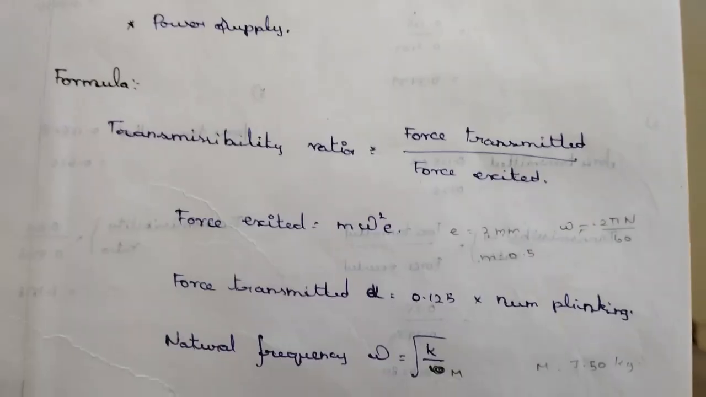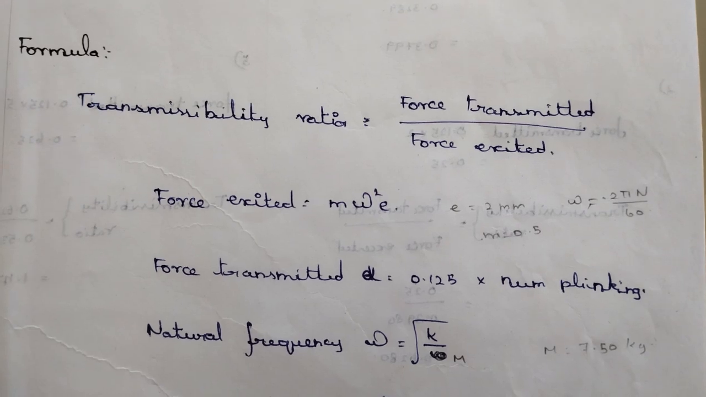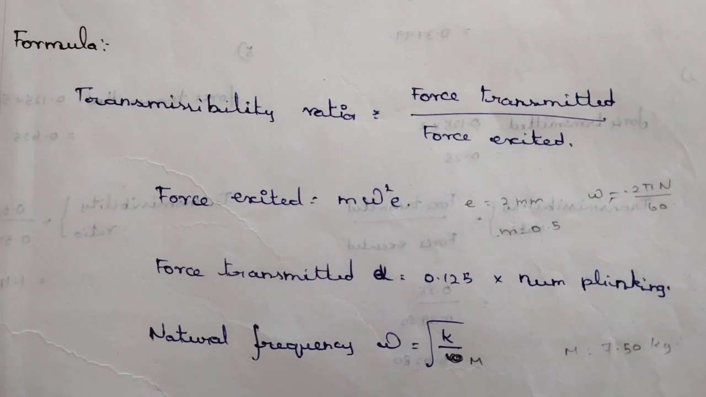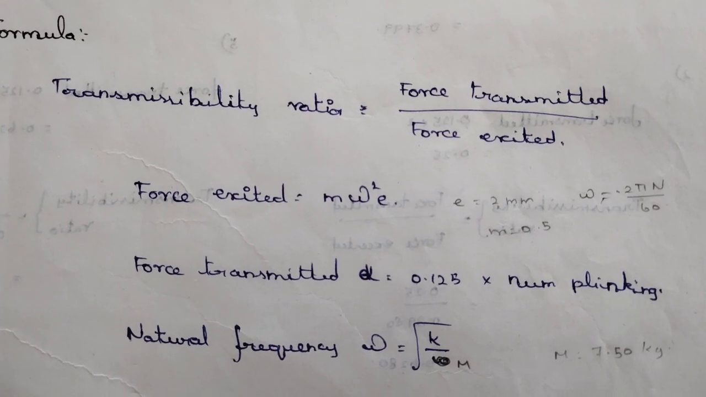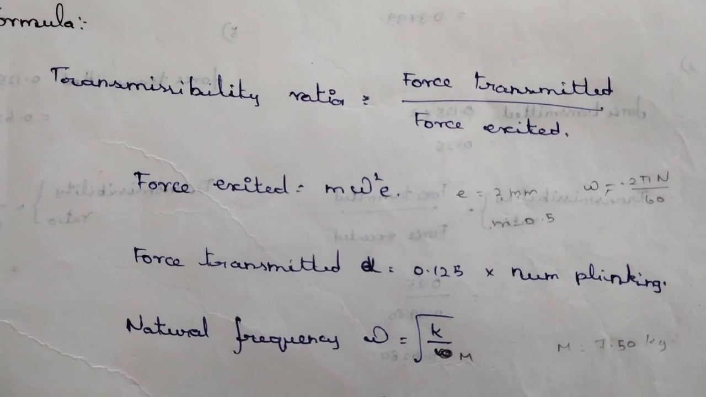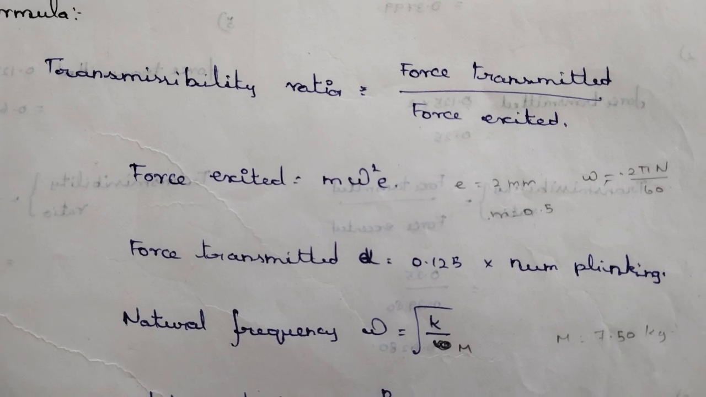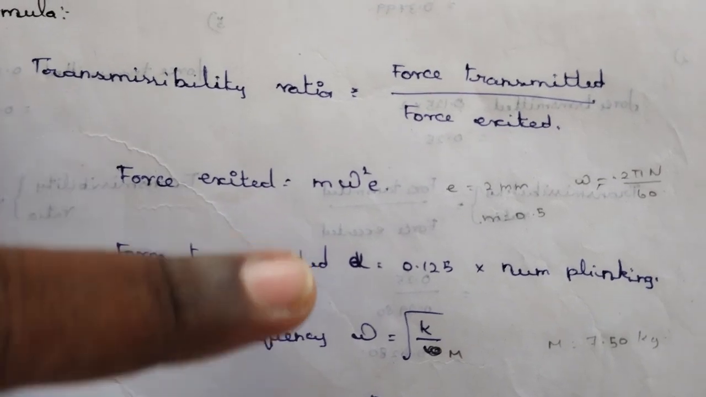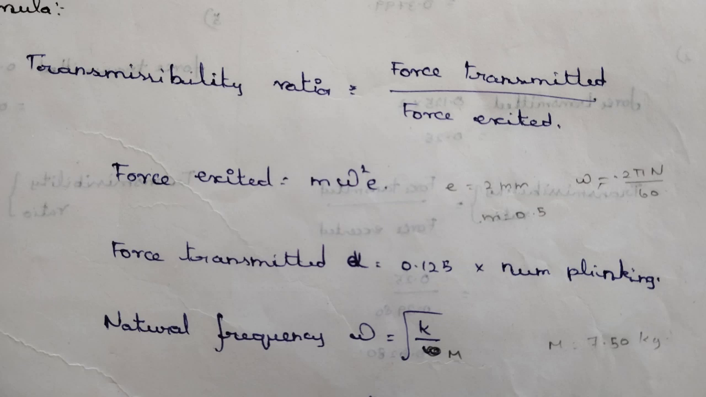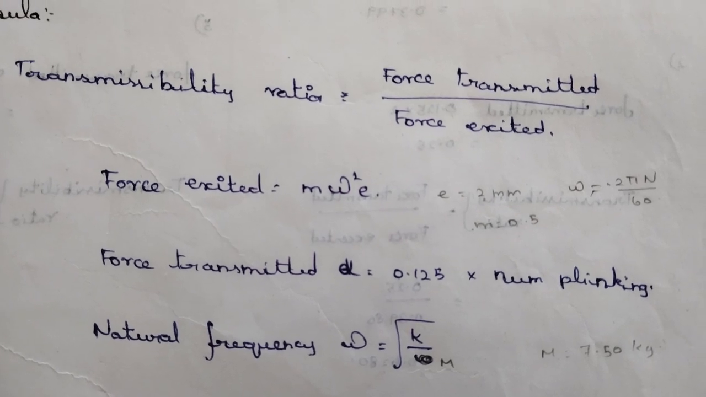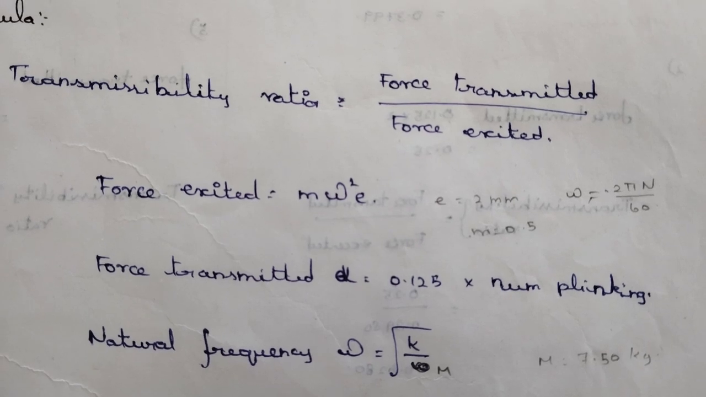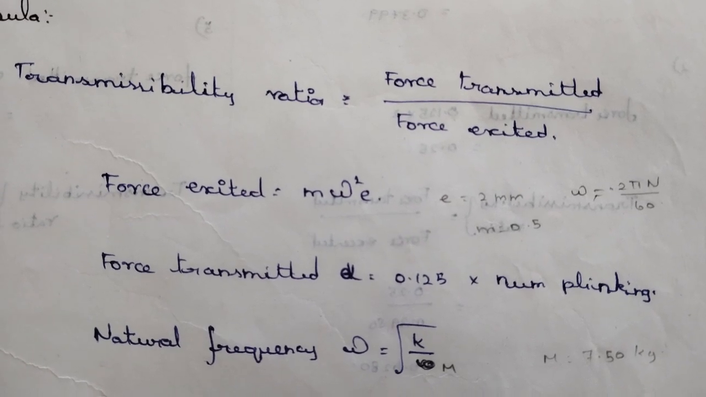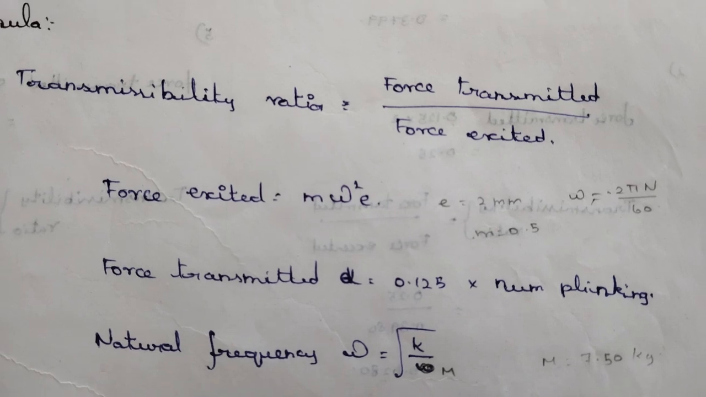Transmissibility ratio is equal to force transmitted divided by force excited. Force excited is equal to mass into omega square into e, and then force transmitted is equal to 0.125 into number of blinking, where 0.125 is a constant value. Natural frequency omega is equal to root of k by m. So from these formulas we are going to calculate the transmissibility ratio.